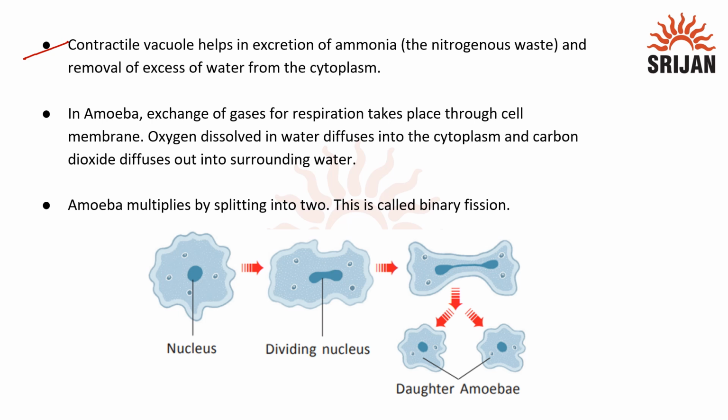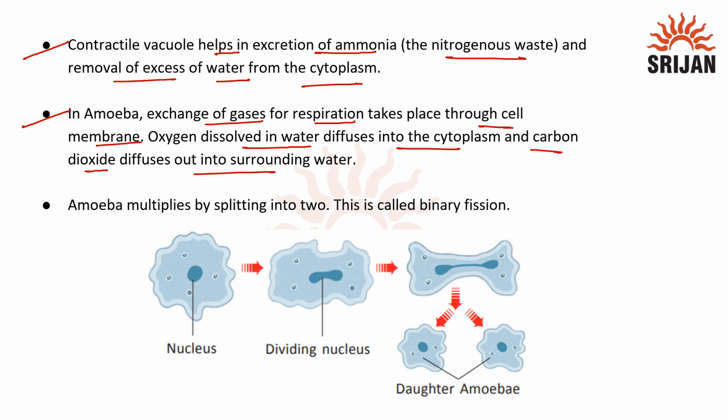Contractile vacuole helps in excretion of ammonia, that is the nitrogenous waste, and removal of excess water from the cytoplasm. In amoeba, exchange of gases for respiration takes place through cell membrane. Oxygen dissolved in water diffuses into cytoplasm and carbon dioxide diffuses out in the surrounding water.